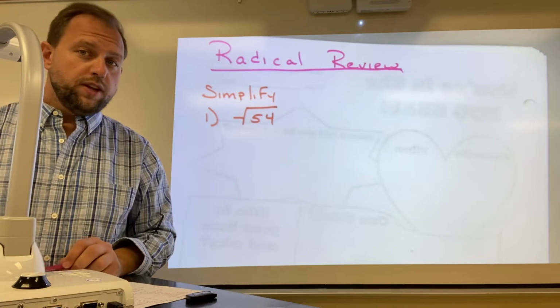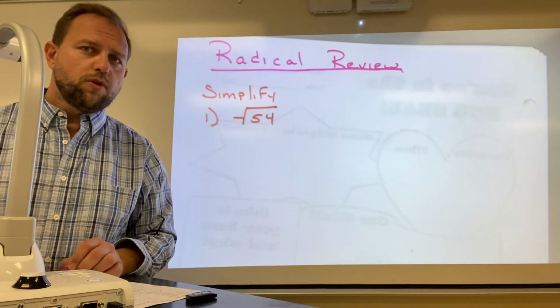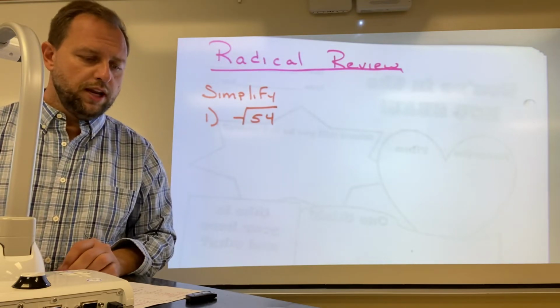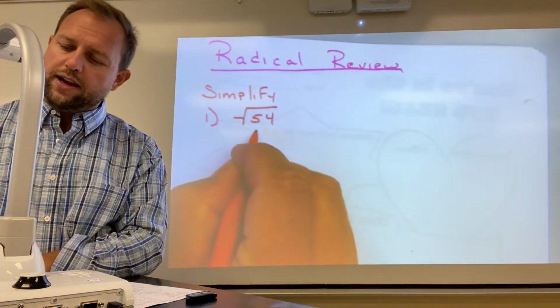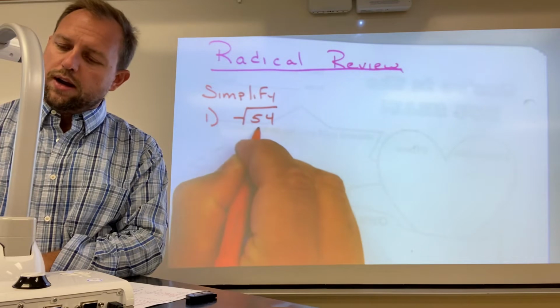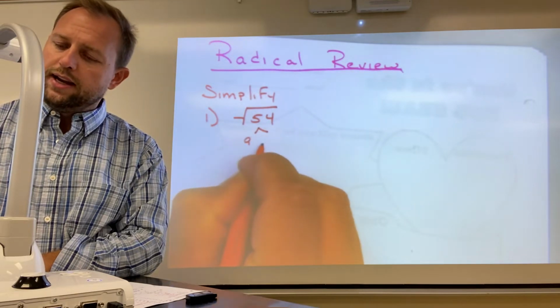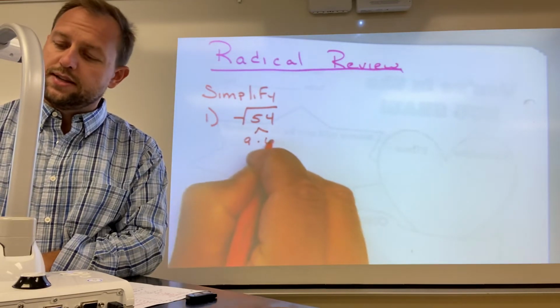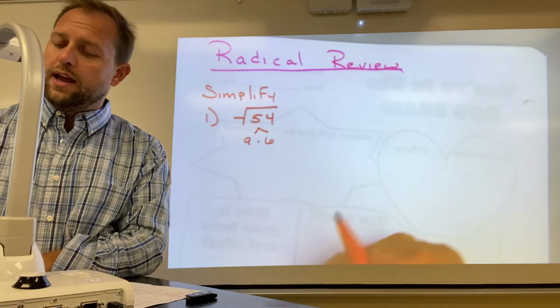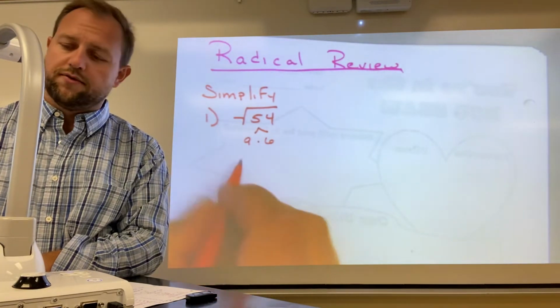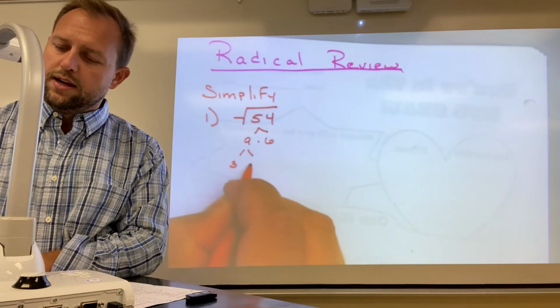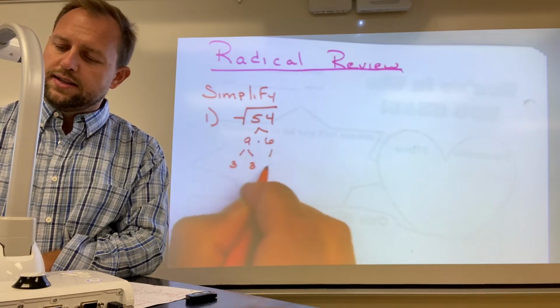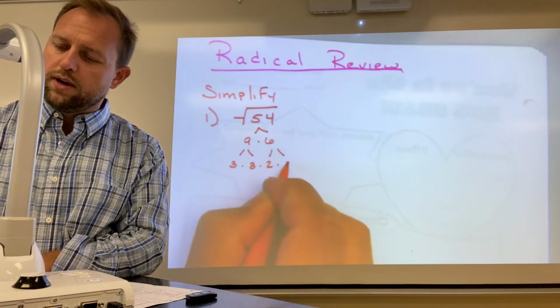Remember, when we go through these, we need to break them down into their component parts. So 54, factors of 54 are 9 times 6. And we can break each of those factors down further. 9 is factored down into 3 times 3. 6 is 2 times 3.